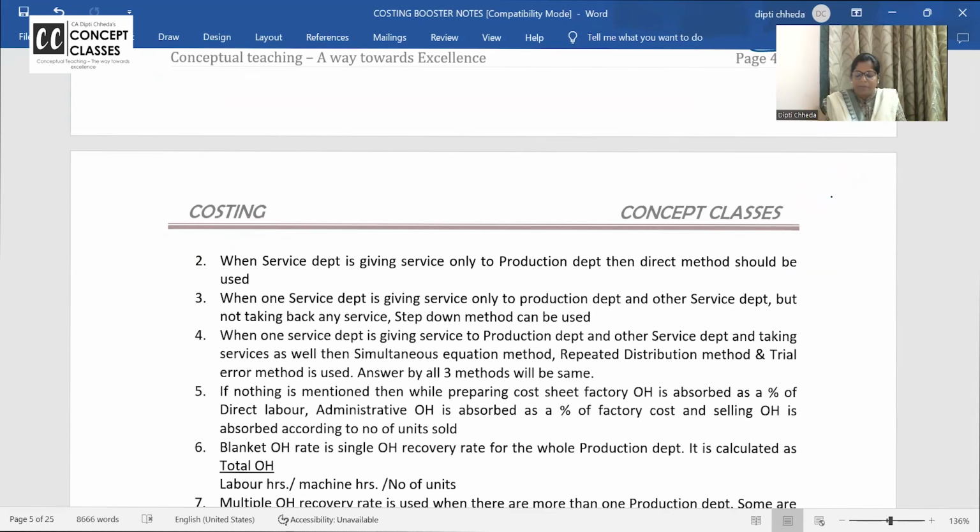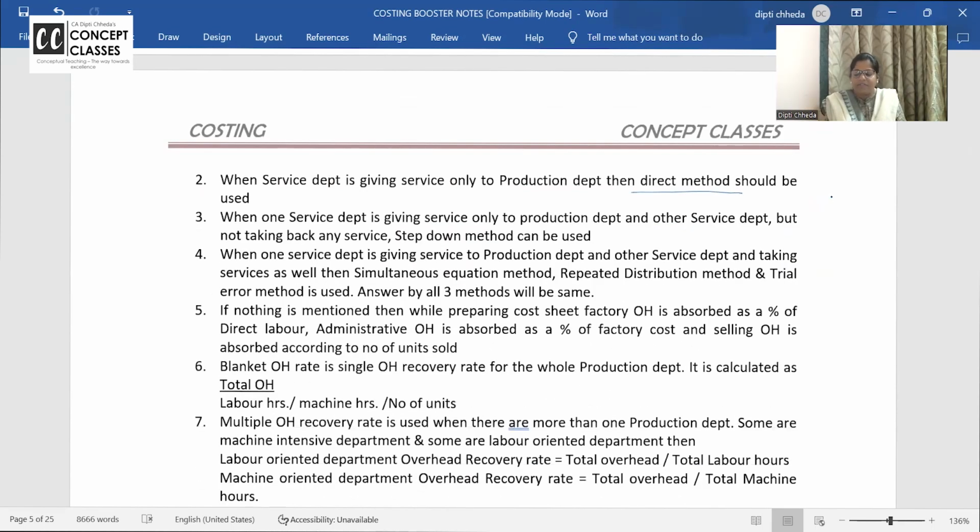Now, when a service department is giving service only to production departments, follow the direct method. When a service department is giving service to production departments and other service departments, but not taking back, then step down method.